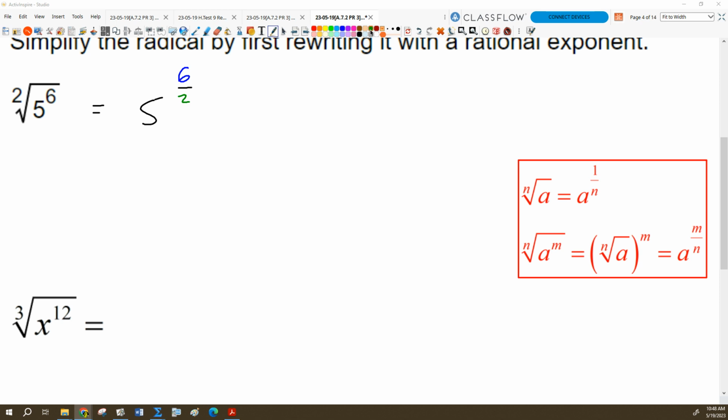And again, let's track those. That's where the 2 is coming from. That's where the 6 is coming from. But now that we've written that as an exponent, how could I simplify that exponent? 6 over 2 is just 3, exactly. And 5 cubed, that's easy. That's just 125. So we got it, right?